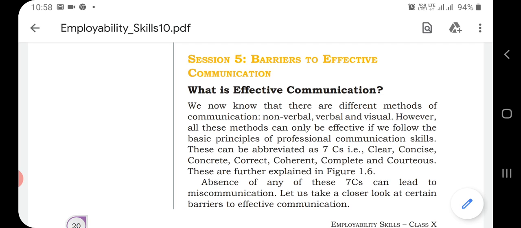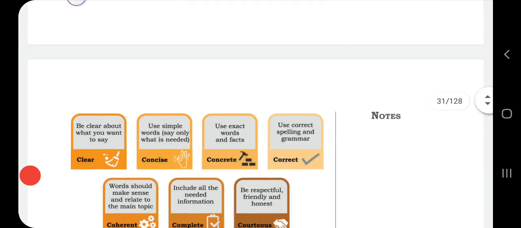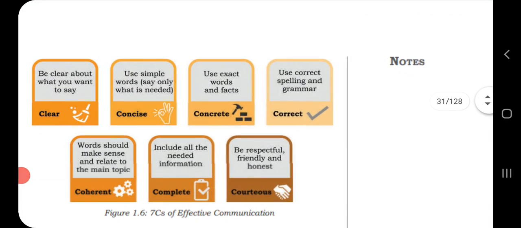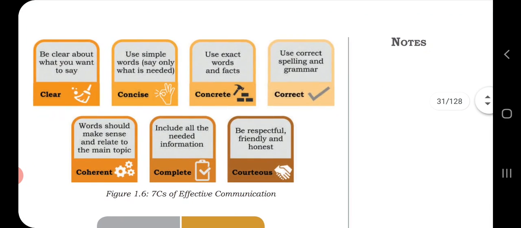Let us take a closer look at certain barriers to effective communication. Now, see it in the figure 1.6. First is clear. It means be clear about what you want to say. If we are not clear, if our choice of words is not correct, if our voice is not audible, then the communication will not be proper. It will be improper communication.